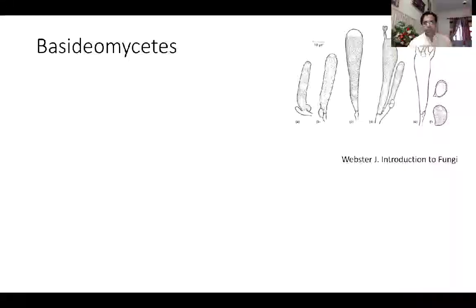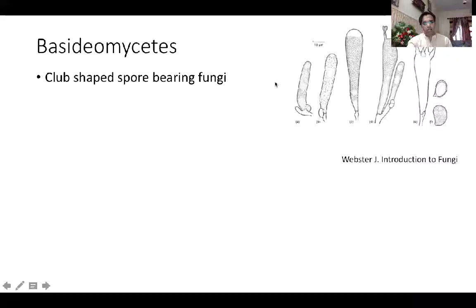And now we discuss another important group of higher fungi. These are Basidiomycetes. They actually make club-like bodies, so that's why they are also known as club-shaped spore-bearing fungi. These fungi are also important because they are known for lignin degradation. Lignin is an important cementing material present in wood.